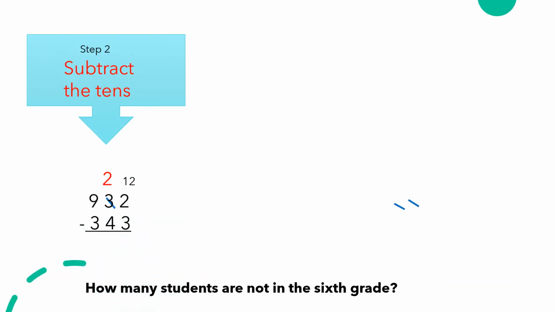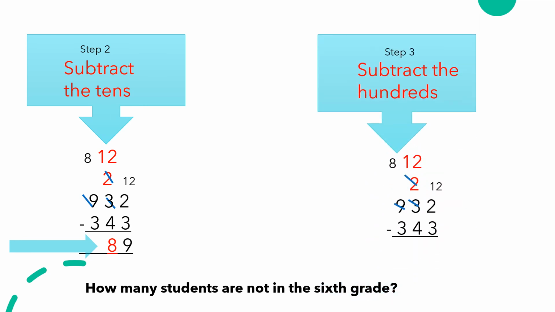Step 2. In step 2, we are to subtract the tens. In this case, we are to subtract 4 from 2. Since we can't take 4 from 2, we must go to the hundreds column and rename our hundreds to tens. The 9 becomes an 8, our 2 becomes a 12. 4 from 12 gives me 8. I now proceed to step 3.